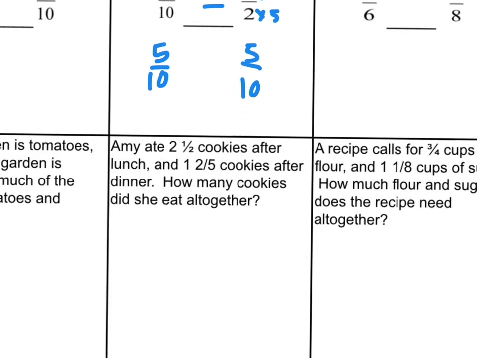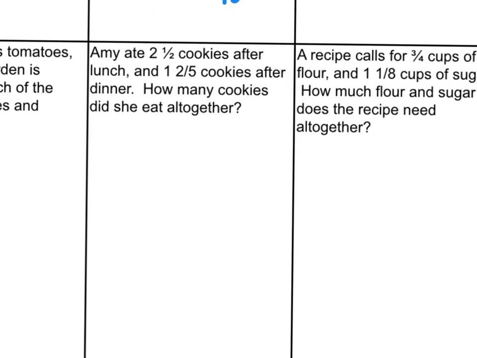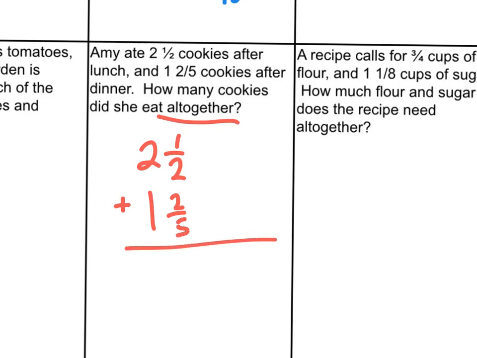Amy ate 2.5 cookies after lunch and 1 2/5 cookies after dinner. How many cookies did she eat all together? So the word all together tells us to add. So we have 2 1/2 plus 1 2/5. Our first thing that we need to do is get a common denominator. We'll use 10 and 10. This one would be times 5.